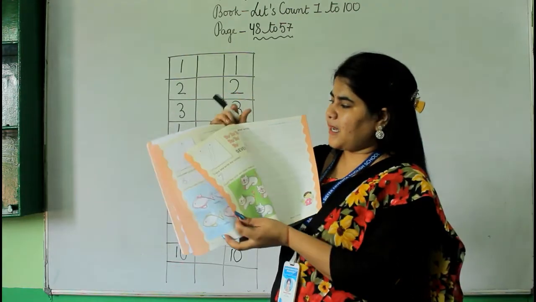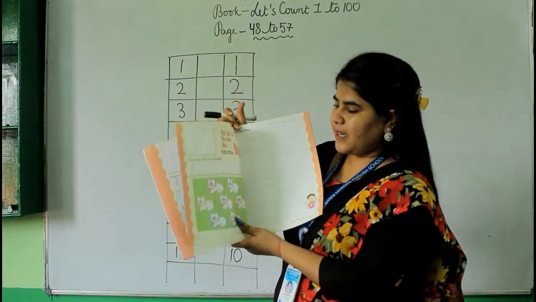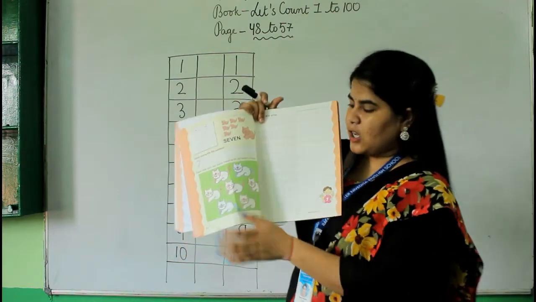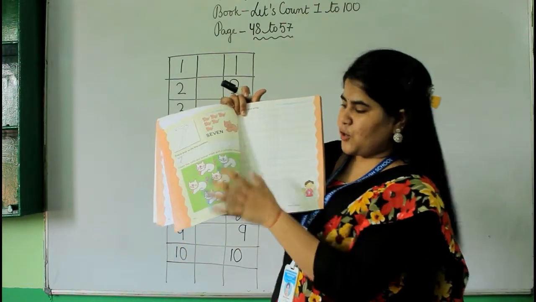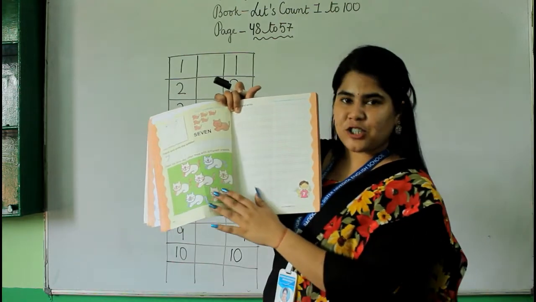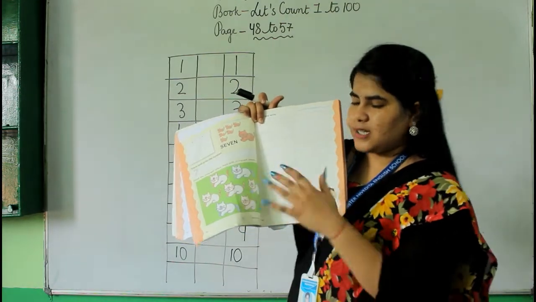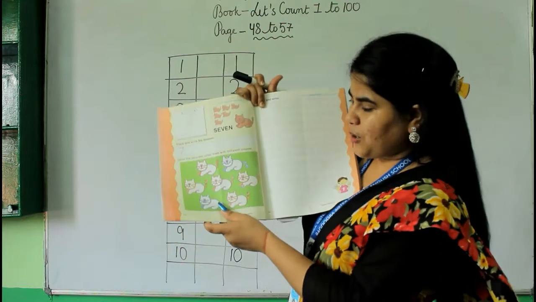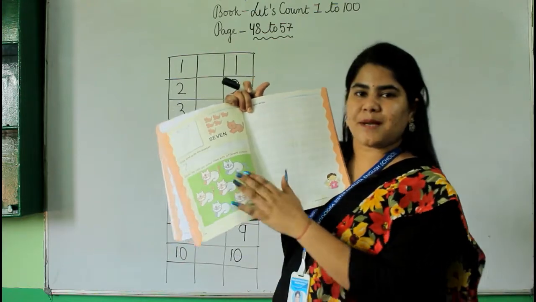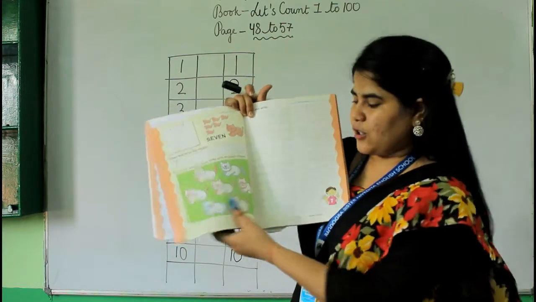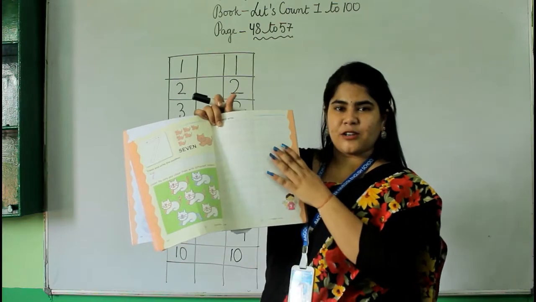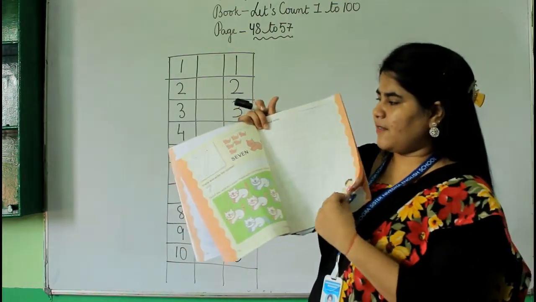Now turn the page. It's page number 50. Here it's number 7. See, with these numbers you will get some pictures also. Now these pictures do not have color. So what you will do is, you will color these pictures with different crayons, okay. This one also you will do by yourself.